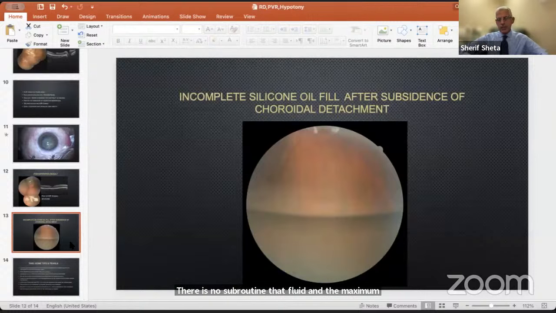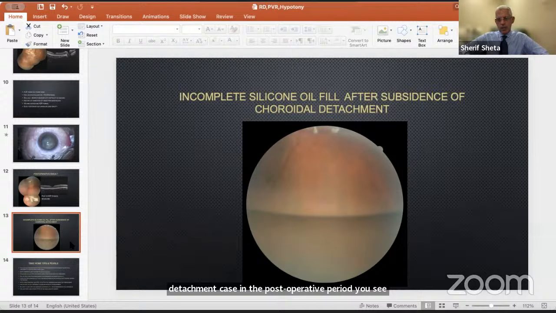One thing that you should take care of is that usually in this case, after injecting silicone oil in a choroidal detachment case, in the postoperative period, you see an incomplete silicone fill, because after a while, the choroidal detachment settles, and in the vitreous cavity, now the silicone oil is not doing a complete support. Sometimes you have to go again after a couple of weeks or more to inject more silicone, because if you have an inferior retinal pathology, this will not be supported by the silicone oil bubble.